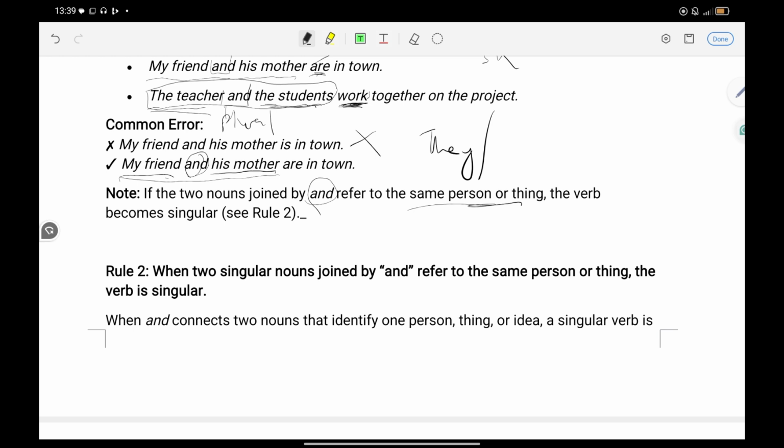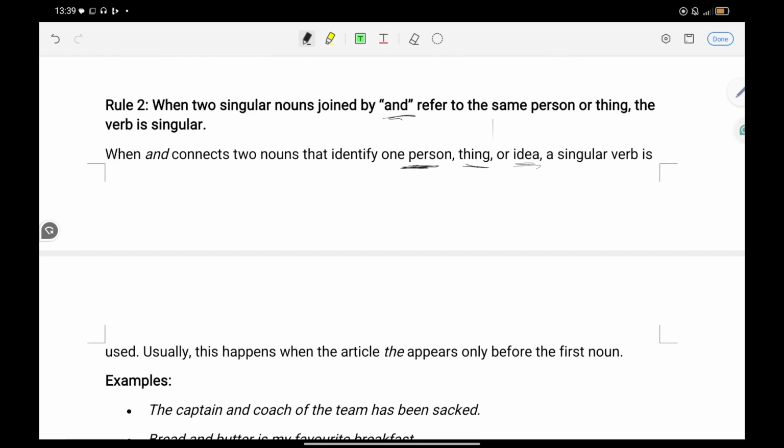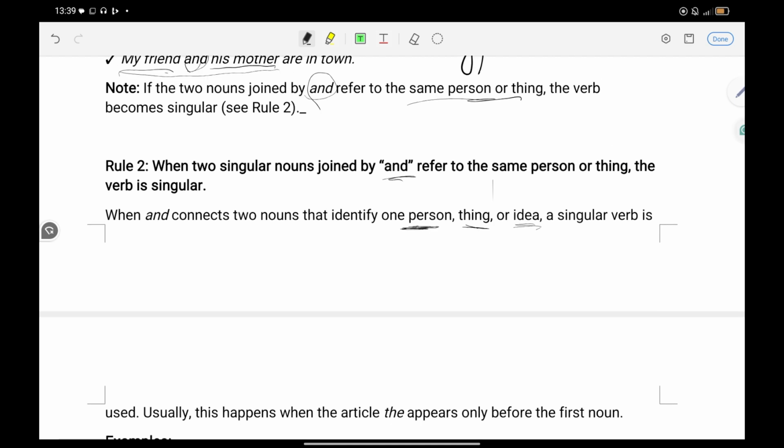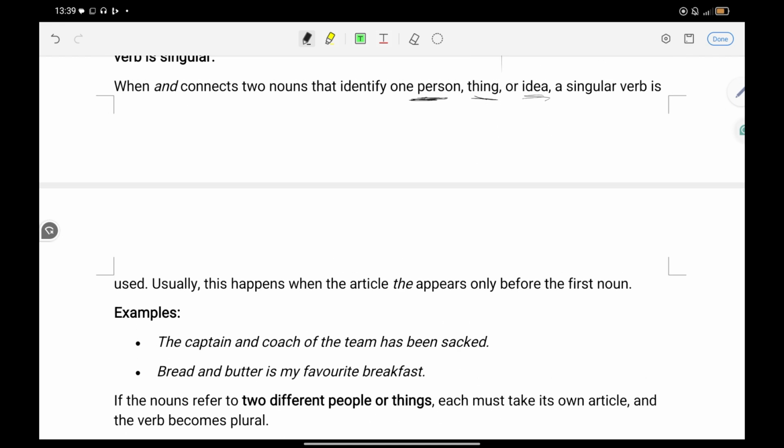When two singular nouns joined by and refer to the same person or thing, then the verb is singular. Why? Because it's still referring to the same person. When and connects two nouns that identify one person, thing, or idea, a singular verb is used. Now, you may wonder, how do we know if it's a singular noun? Or how do we know when the two nouns refer to the same person? It's simple.